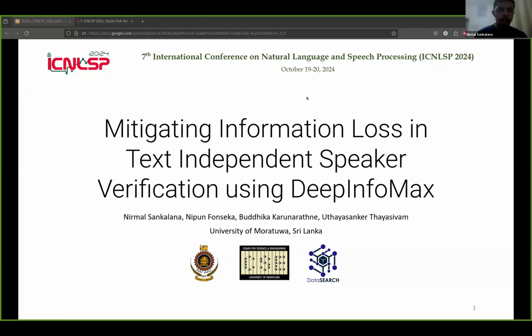So, hello everyone. Today I will be presenting our research on mitigating information loss in text-independent speaker verification using Deep Information Maximizer. This project was our final year undergraduate research project, which I worked on alongside Nipun. We are guided by Dr. Buddhika and Dr. Udayasankar, and we are from the Department of Computer Science and Engineering, University of Moratuwa.